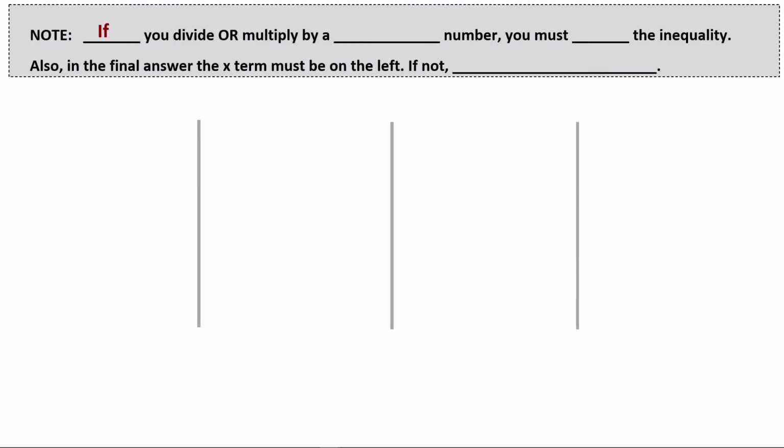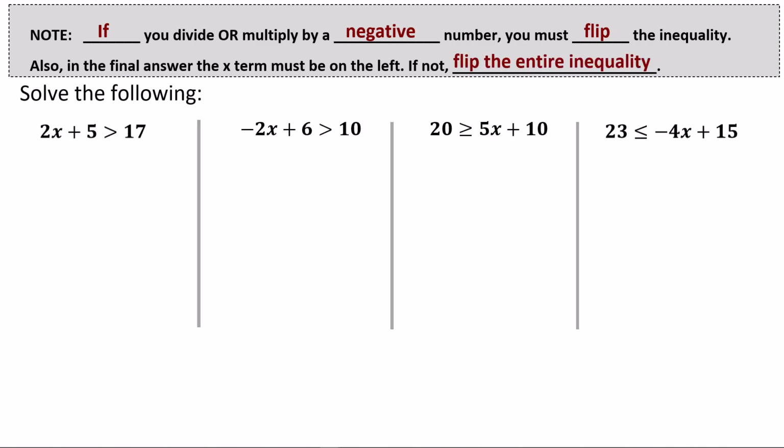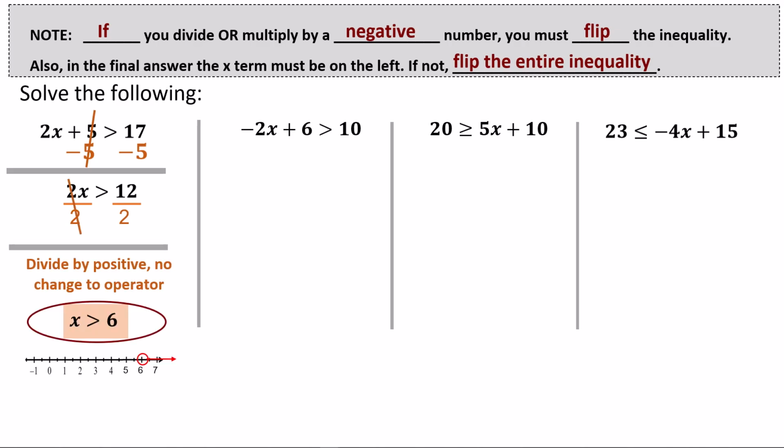Note, if you divide or multiply by a negative number during the equation process, you must flip the inequality. Also, in the final answer, the x term must be on the left. If not, flip the entire inequality. Let's solve the following inequalities. In 2x plus 5 greater than 17, first subtract 5 from both sides, leaving 2x greater than 12. Then divide both sides by 2. X is greater than 6. Since we divided by a positive, there is no change to the operator. On the number line, we have an open circle on 6, arrow going to the right.